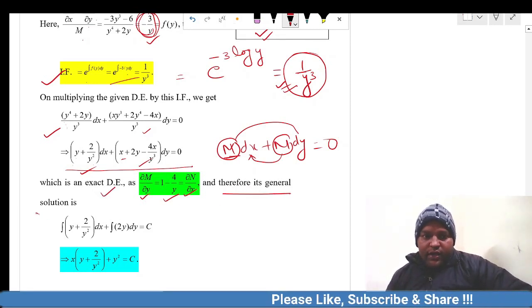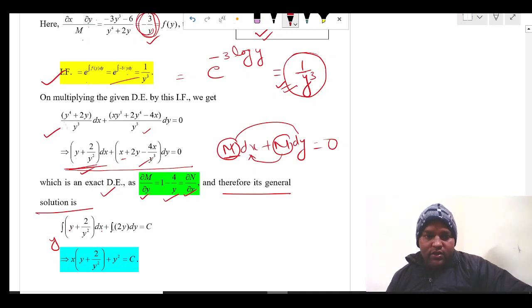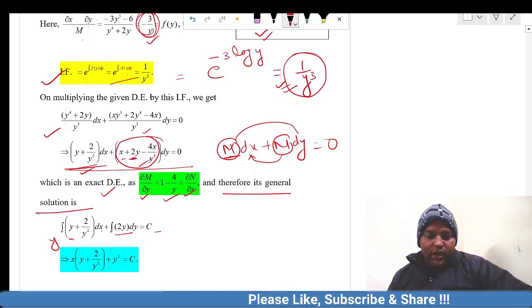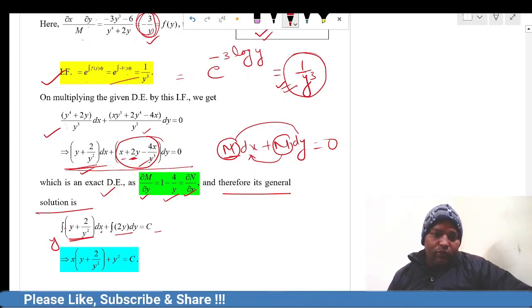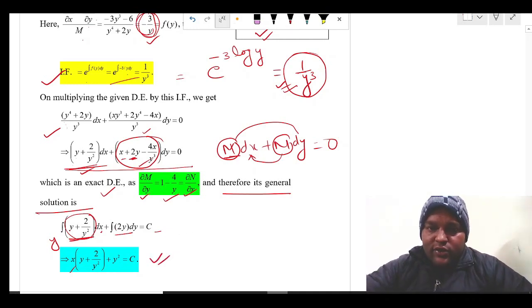Therefore its general solution can be written as simply integrate this m function with respect to x, taking y as constant, and integrate only those terms of n which do not have x. So 2y is the only term, is equal to c. Simply integrate this with respect to x, taking y as constant, so this whole term is treated as constant. So the integration is simply x, plus integration of y is y square by 2. 2 will be cancelled out. So this is our required general solution.